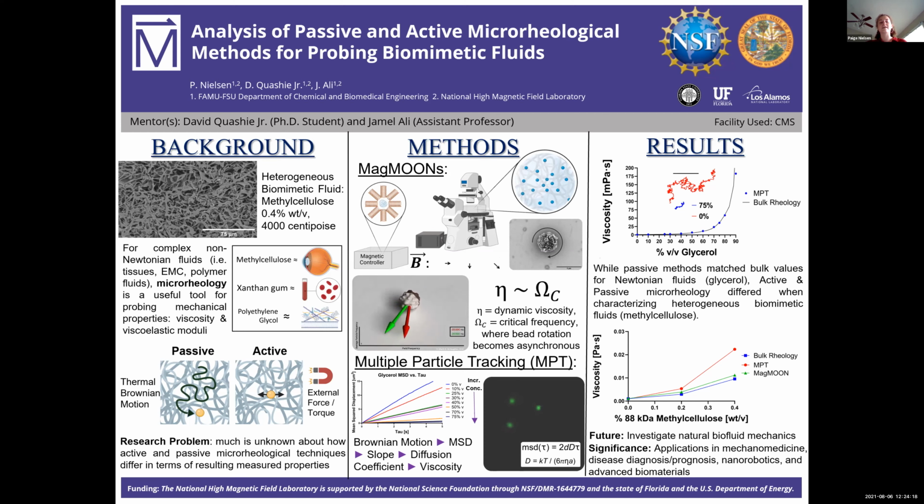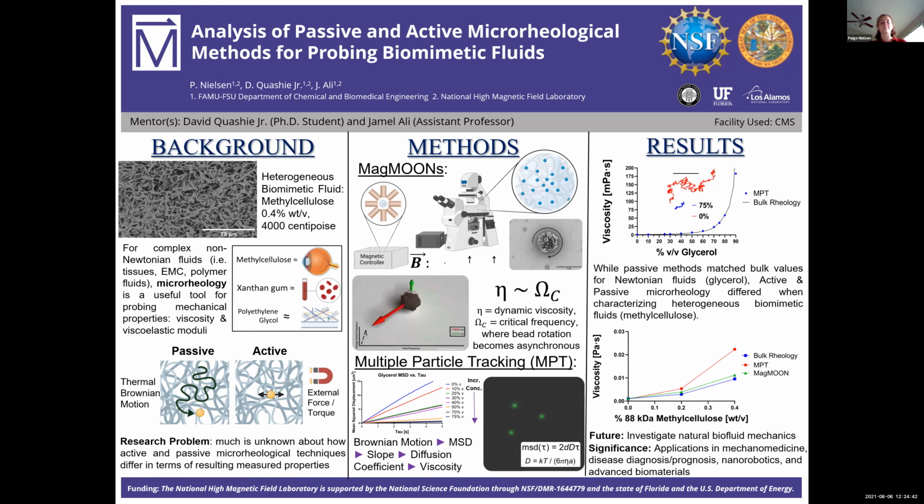Magnetically modulated optical nanoprobes, or MagMoons, were chosen as our active microrheological method. 4-micron ferromagnetic beads, such as the one in this SEM micrograph, were actuated in a rotating uniform magnetic field in water, glycerol, and methylcellulose. Utilizing the electromagnets in the condensed matter sciences facility of the MagLab in the range of 1 to 10 millitesla, the field was generated using a magnetic coil system.